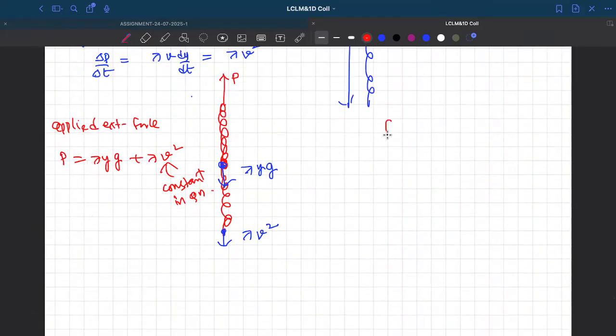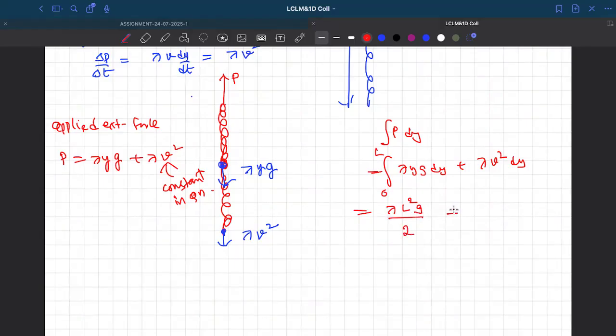So now what is the total work done by the system? Integral of P dy, which is lambda yg dy plus lambda v square dy. So this will become, how long will you pull? Till y is equal to L. This is lambda L square g by 2 plus lambda L v square. This is the work done by the external force.